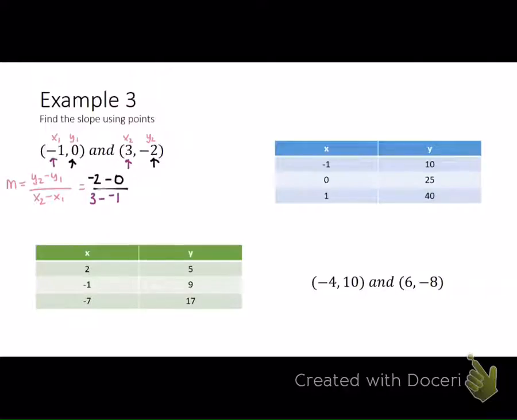So I'm just color coding it there. Minus a negative becomes a positive. So we have -2 over 3 plus 1, -2 over 4, which simplifies to -1/2. Okay, so that's one way of doing it.